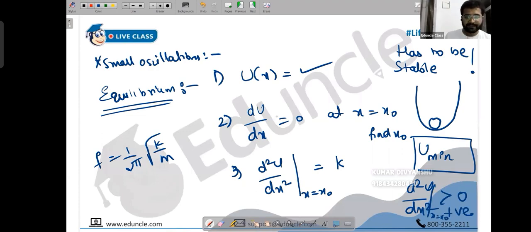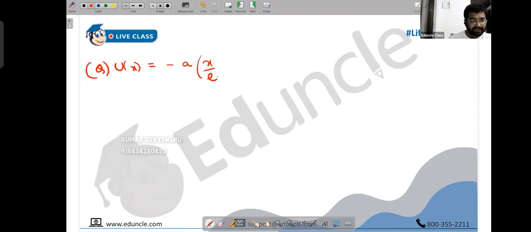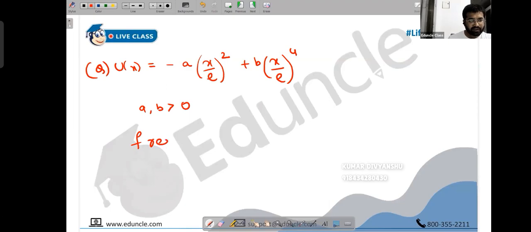Any questions, anyone? Okay, let's take a random question on this. On equilibrium, one question can be expected. Suppose we have been given that potential energy is given by minus a into (x upon l) the whole square plus b into (x upon l) the whole raised to 4. They have given us that a, b is greater than 0, and they're asking for the frequency of small oscillations.